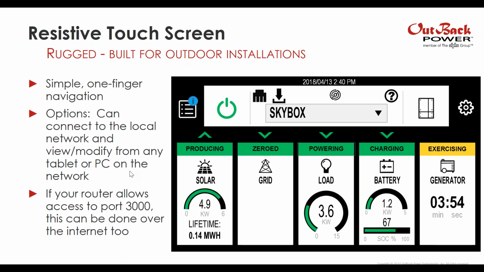SkyBox has a resistive touchscreen. It's rugged, so it's built for outdoor installations. It's simple one-finger navigation. As an option for you, the installer, you can connect to the local network, or you can make a quick local network and then view or modify any of the configuration parameters from any tablet or PC that's on that network. And if your customer or your router allows access to port 3000, then this can be done over the internet too.